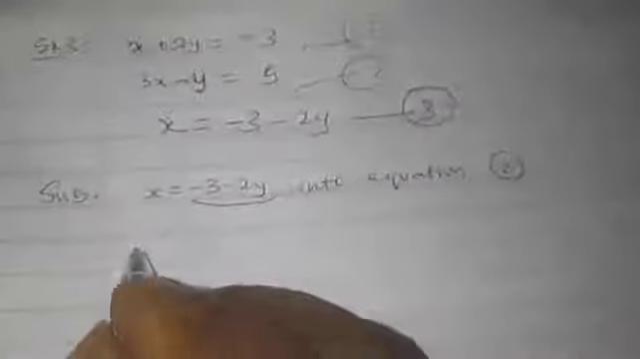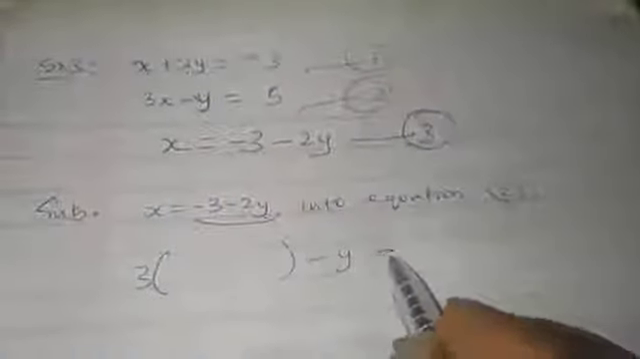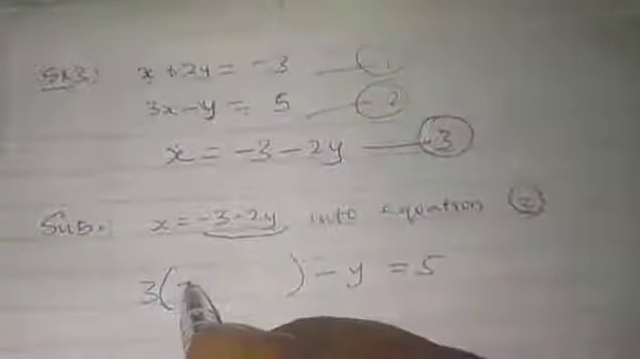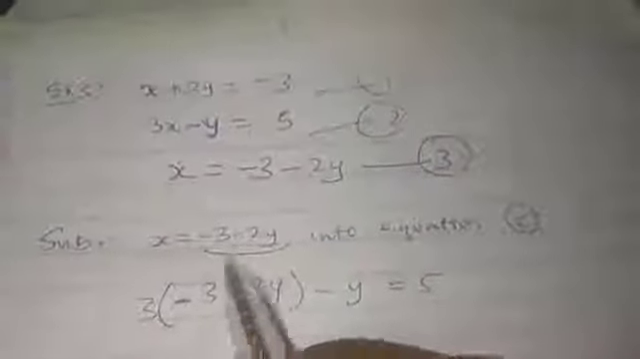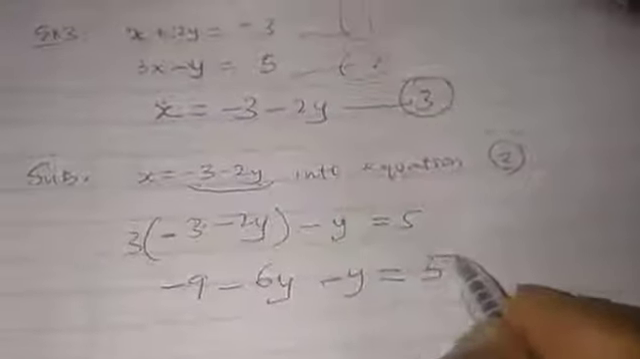So here we have 3 into x minus y equal to 5. That is what we have there. So our x will be written as minus 3 minus 2y. So x is no more there. What you are writing is this. Now let us expand. 3 times minus 3, that is minus 9. Minus 3 times 2y, that is minus 6y. Then minus this y again, equal to 5. From that place, we have minus 9, minus this, that is minus 7y equal to 5.